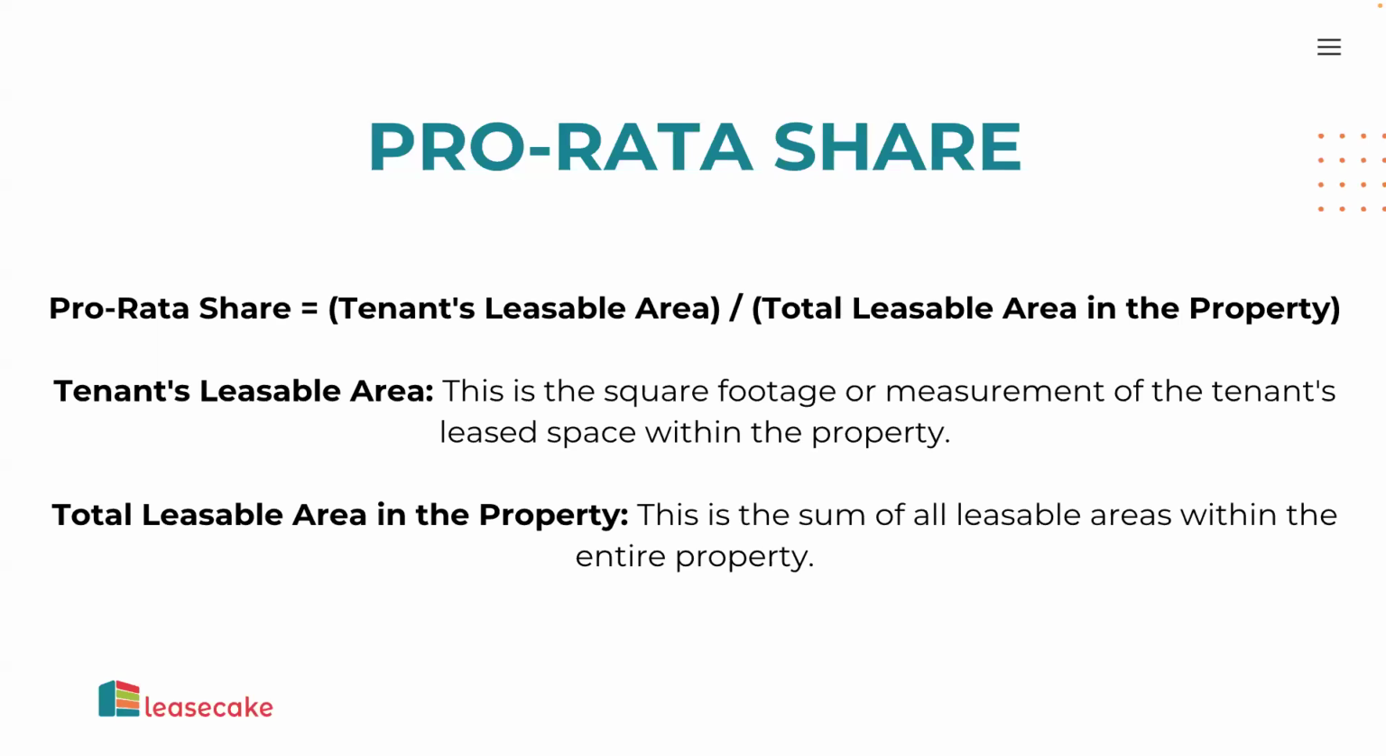Pro-Rata Share. To determine each tenant's pro-rata share of the CAM expenses, the landlord typically uses the following formula that you'll see on your screen, which is tenant's leasable area divided by total leasable area in the property. Tenant's leasable area is the square footage or the measurement of the tenant's lease space within the property. The total leasable area in the property is the sum of all the leasable areas within the entire property. So all of your tenants in a shopping center, for instance, if you happen to be in a shopping center.